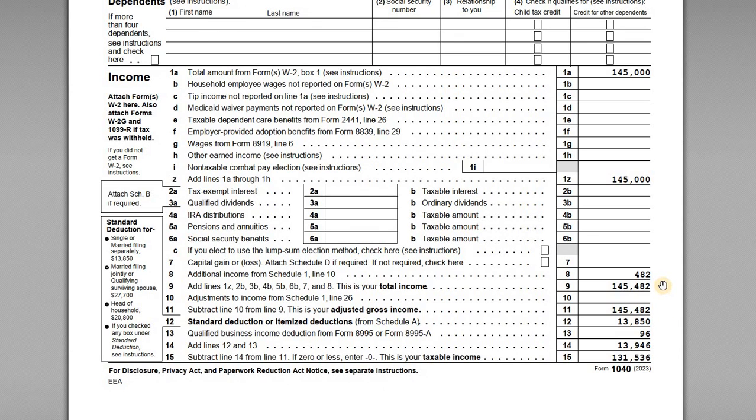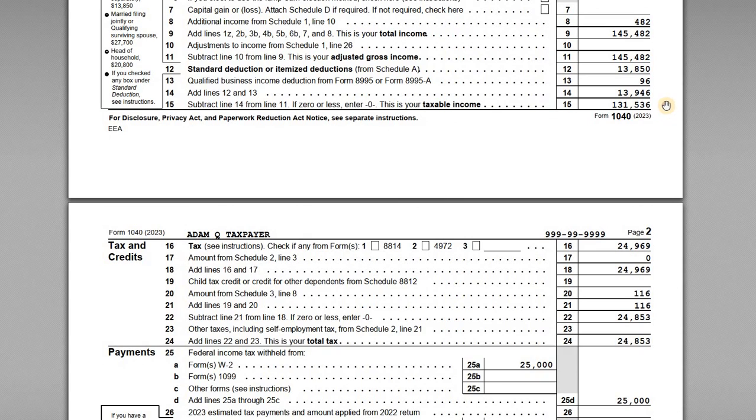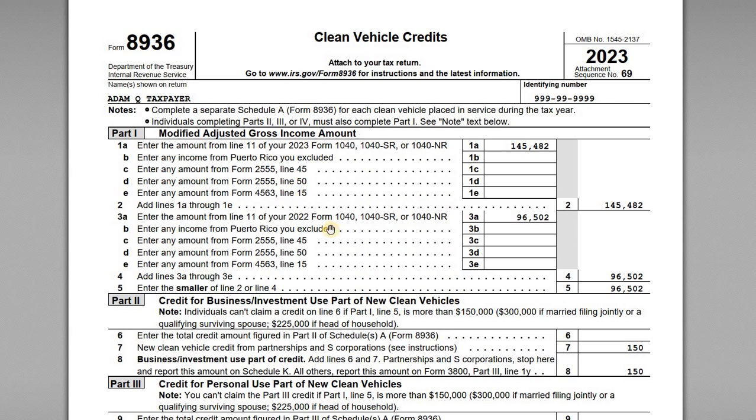So his total income is $145,482. Standard deduction of $13,850. He has a QBI deduction related to that investment in the lawn care business. And so his net taxable income here is going to be $131,536. And the total tax imposed is $24,969. All right, so now that we have the taxable income numbers, the total tax on that taxable income, and we've appropriately categorized the 482 as passive activity income, we can start to look at how much of this credit we can actually claim against our taxes.